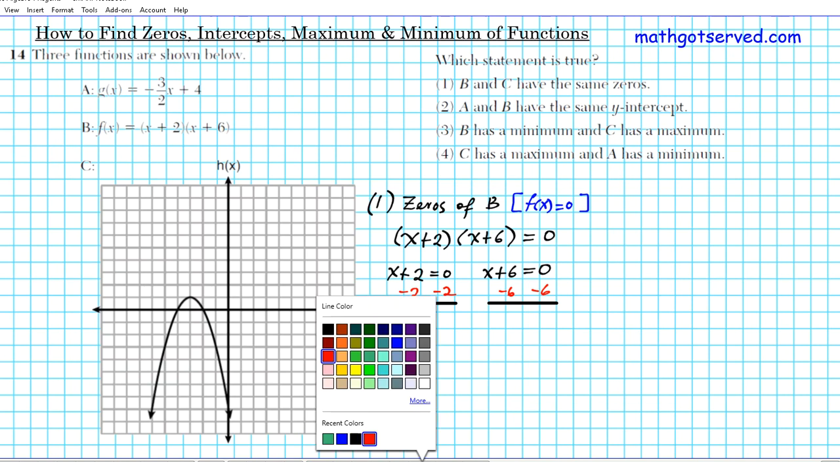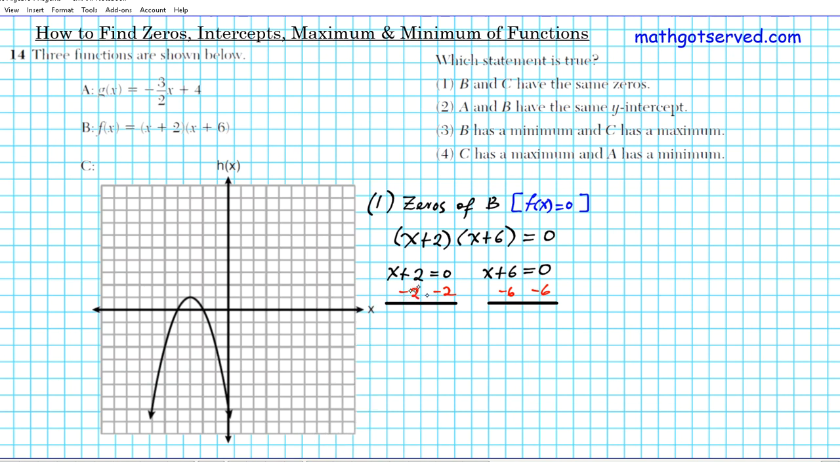So for the first one, when we subtract 2 from both sides, that adds up to 0. We have x equals negative 2. That's our first zero. And the second zero for function B, f of x, plus 6 minus 6 is 0. X equals negative 6. Alright? So our zeros are negative 2 and negative 6. Let's write it down. So zeros are, in set roster notation, negative 6 and negative 2. Okay, so for option 1, B and C have the same zeros.